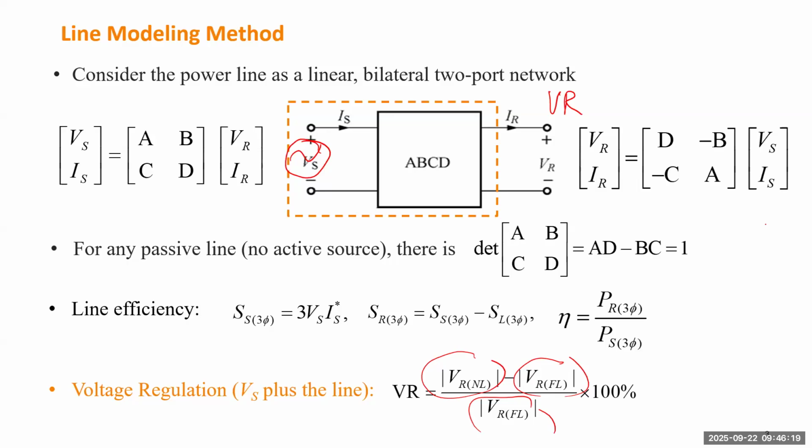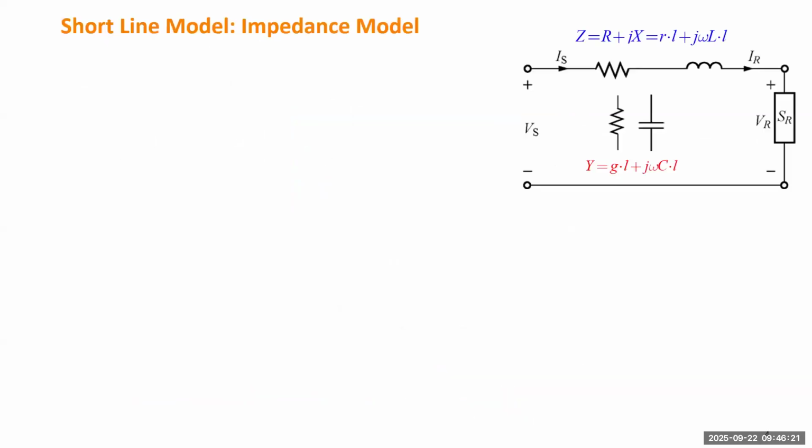Any questions? So let's start from the short line model. A short line model is basically just an impedance model. It's not different from any circuit we have studied in section 203. So on the load side, we can assume there could be a load equipment consuming the complex power SR.